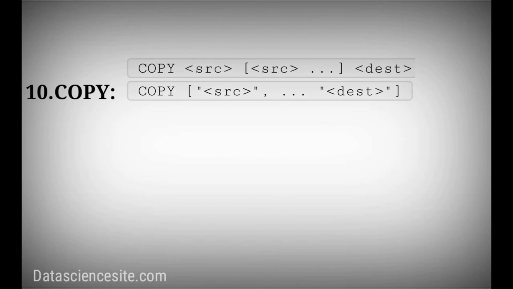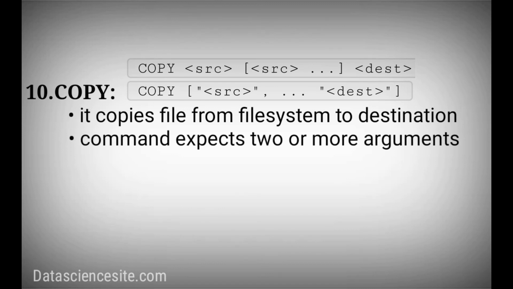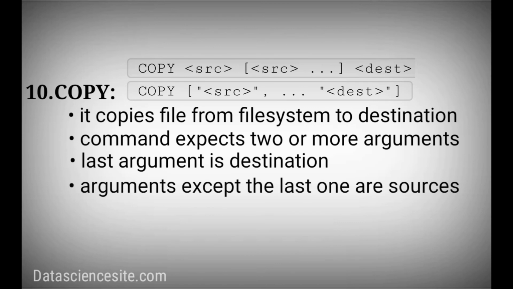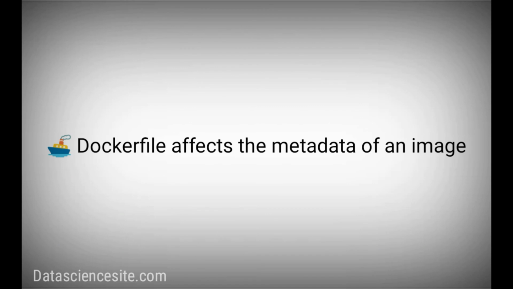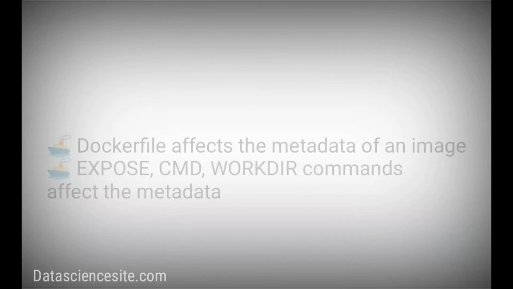The COPY instruction will copy files from the file system where you are building your image. It expects 2 or more arguments. The last specified argument is the destination, whereas all the prior arguments are the various sources. These affect the files and metadata of the resulting image. The EXPOSE, CMD, and WORKDIR commands affect the metadata of the image.